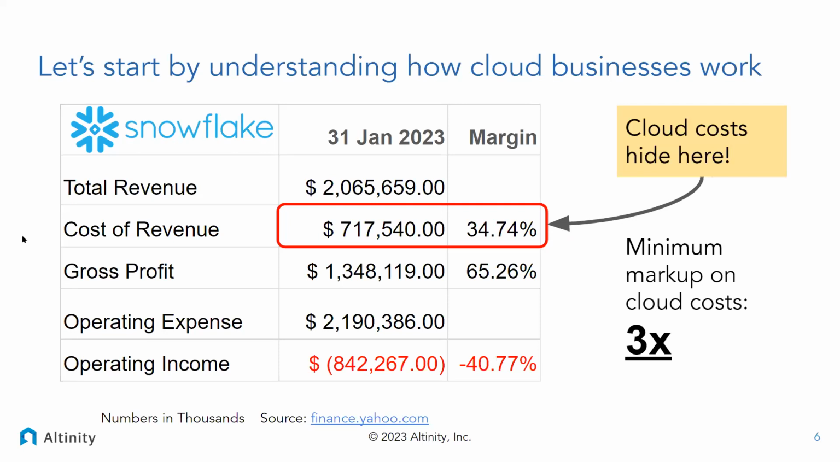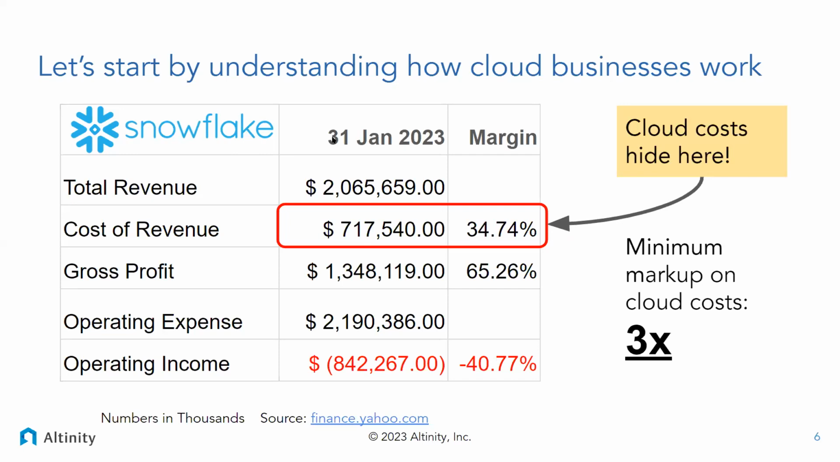So, for example, the results reported on the 31st of January this year showed a total revenue of $2 billion, of which the cost of revenue, sometimes called the cost of goods sold, was about $717 million. That's an interesting number, because that is the cost in a P&L statement, a profit and loss statement. That's how much it cost Snowflake to deliver their service. So what that means is the cost for running their cloud is hidden in there. If you just do the math, that's a little over a third.